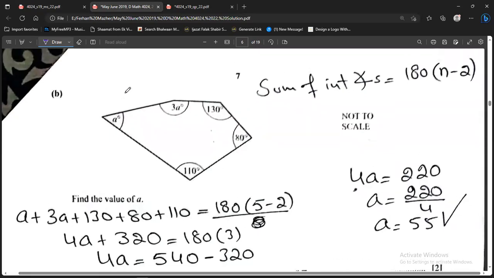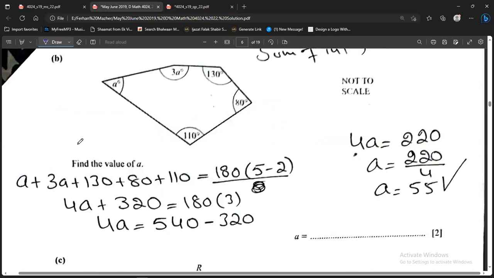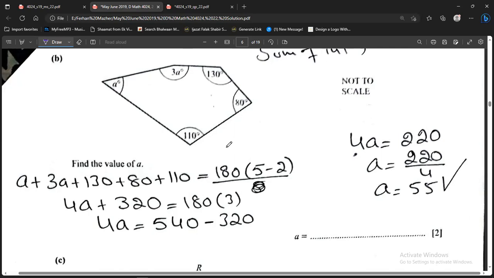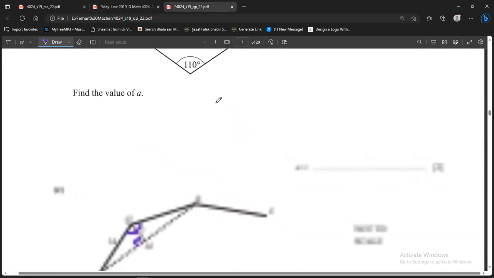So the sum of the internal angles is equal to 180 bracket n minus 2 bracket close. So we will add all the angles. A plus 3A plus 130 plus 80 plus 110 is equal to 180 bracket 5 minus 2 bracket close. So you will have 4A plus 320 equal to 180 into 3. 180 into 3 is 540. So 4A will be equal to 540 minus 320. 4A will be equal to 220. A will be equal to 220 divided by 4, and A will be equal to 55. So the value of the A is 55. Our answers are right. Okay, so we are going to the C part.